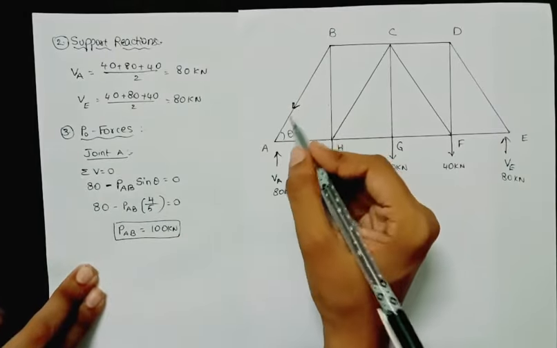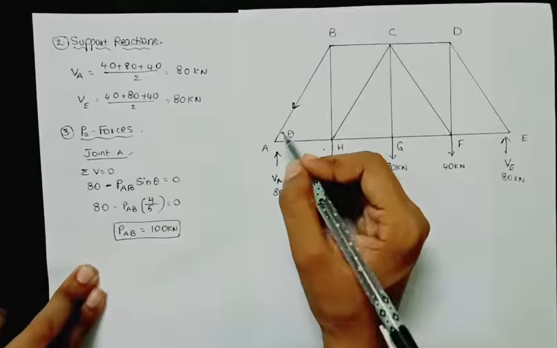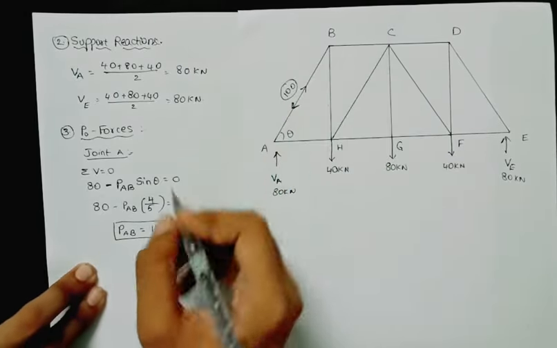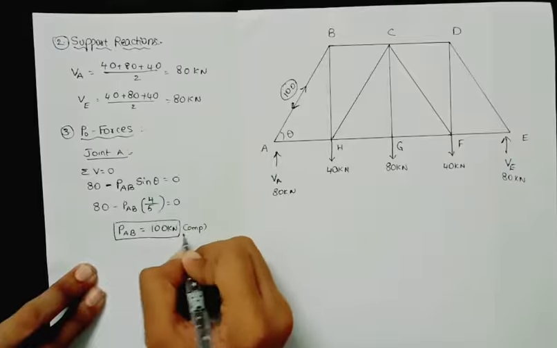So this arrow is towards the joint, it is compressing the joint. So this will be in compression, 100 kilonewton.